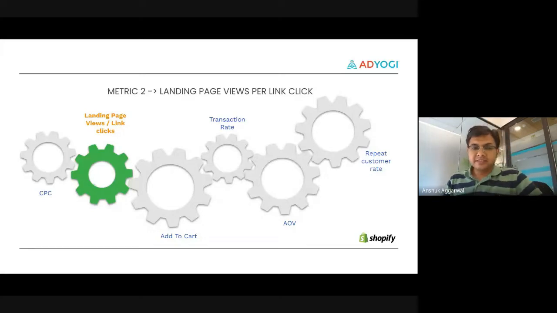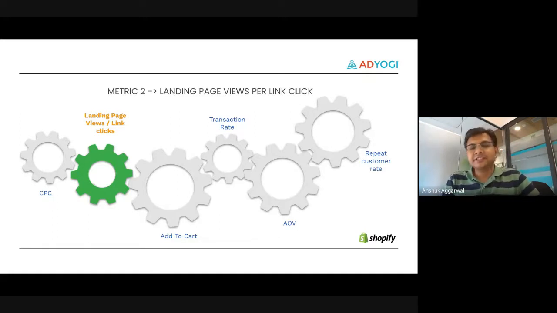So we spoke about 3-4 levers of CPC. We'll talk about the next lever, which is landing page view to link click. What it essentially means is if 100 people are clicking on your Facebook or Google ad, not all of them are landing on the website. On an average, we have seen that 20% of the people typically drop off in the journey.